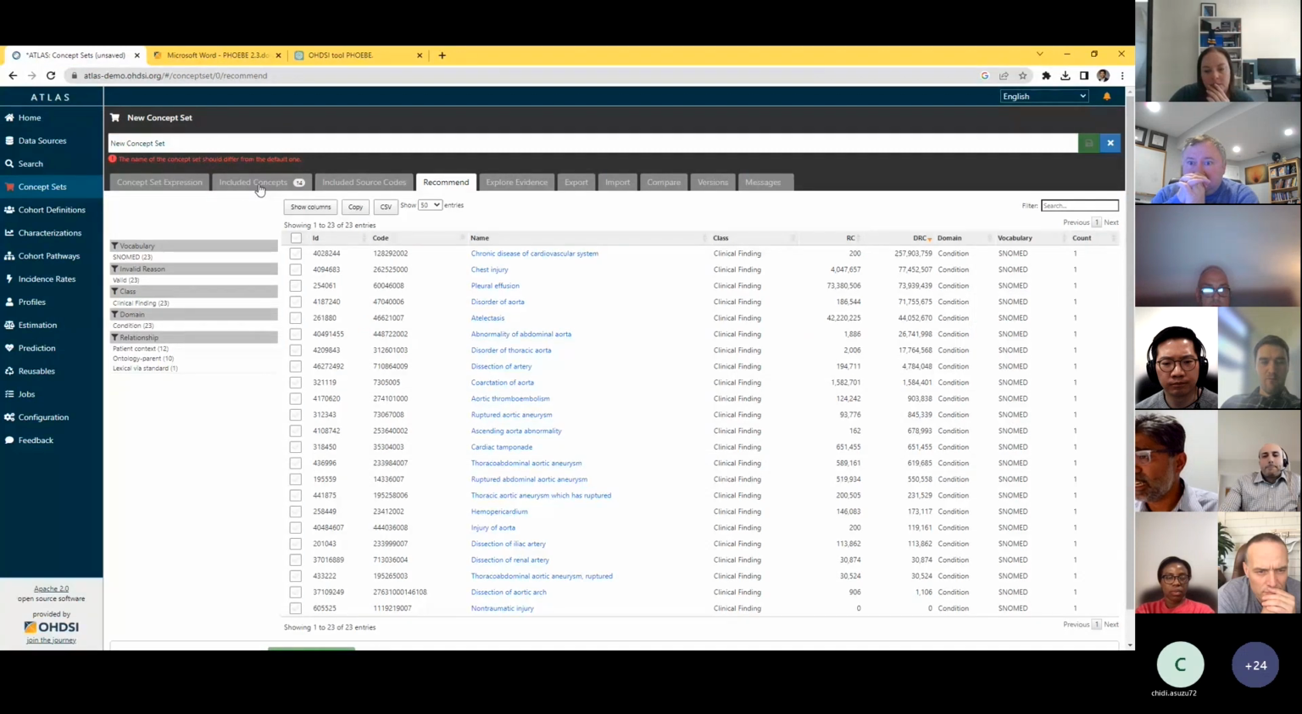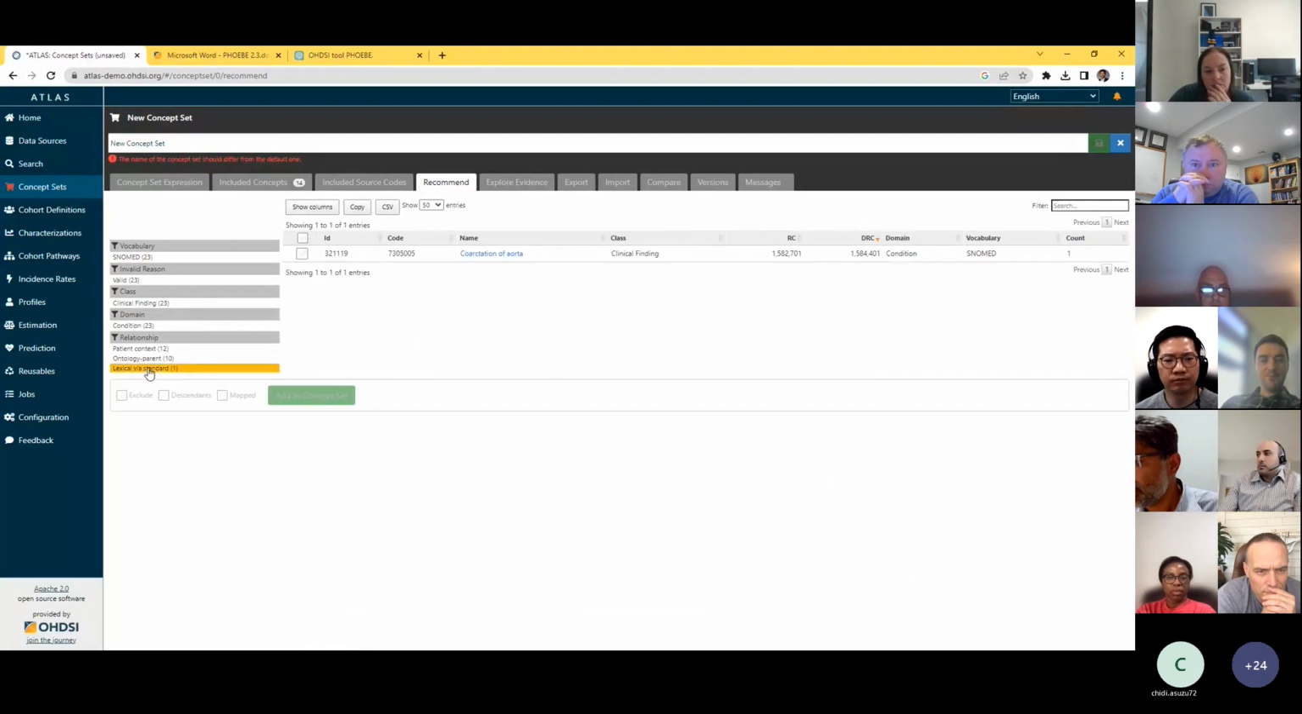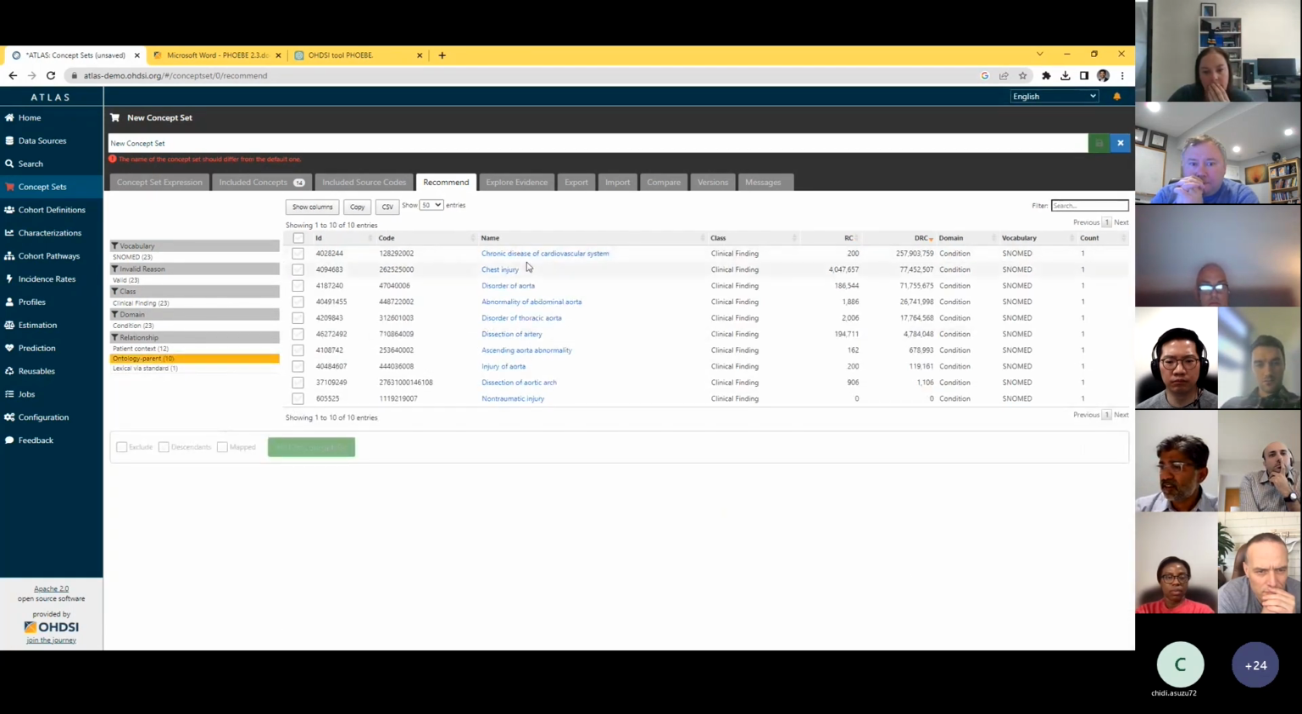We have 14 concepts. When I look at lexical, it is recommending coarctation of aorta. I know what coarctation of aorta means. It is not aortic dissection. It is a narrowing of the aorta, so I'm not interested in that. I look at the ontology parent, and as I glance through this, none of it relates directly to dissection. Maybe this one, dissection of the aortic arch. Okay, I'm going to check that and keep that in.